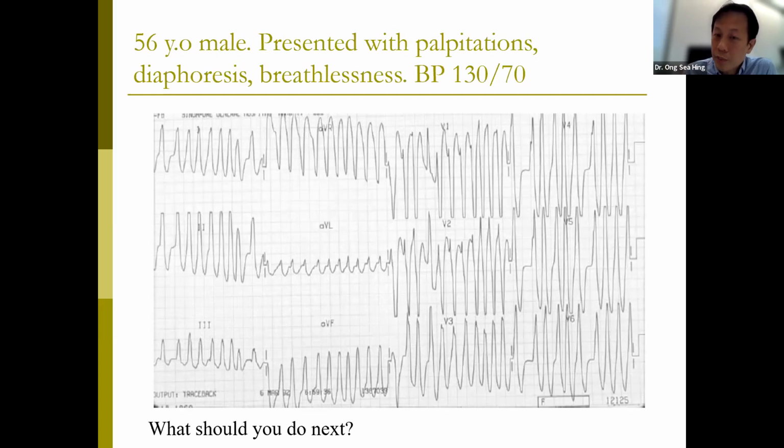You can also use chemical cardioversion. The safest medication to use would be IV amiodarone, okay? Because if you use IV verapamil, for example, you may block the atrioventricular node further, and therefore the conduction down the accessory pathway becomes even more, and the heart rate can actually go even faster, okay?